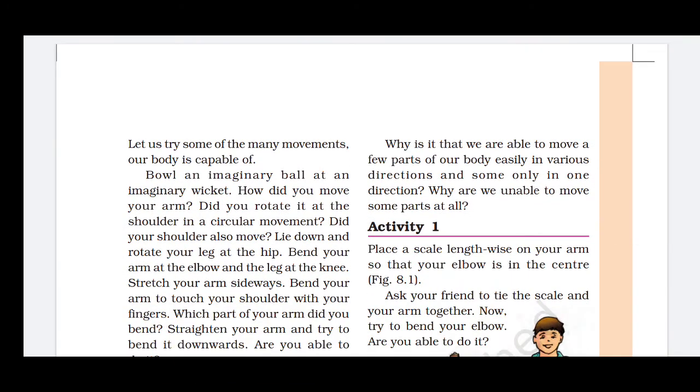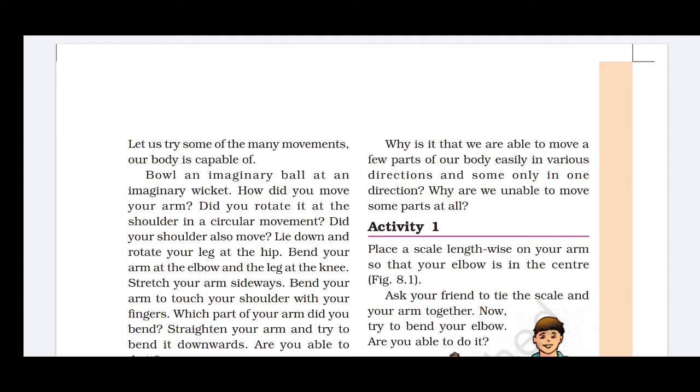Let us try some of the many movements our body is capable of. Bowl an imaginary ball at an imaginary wicket. How did you move your arm? In short, you have to do bowling without a ball. You have to imagine that the ball is in your hand and you have to throw it at the stump. Which type of movement will you do? You will revolve your hand.